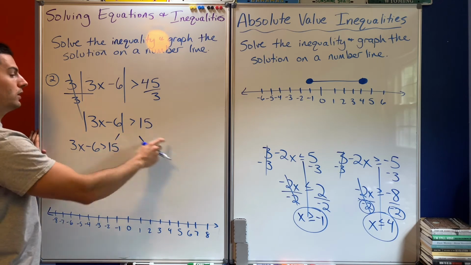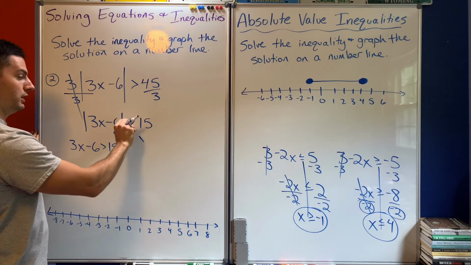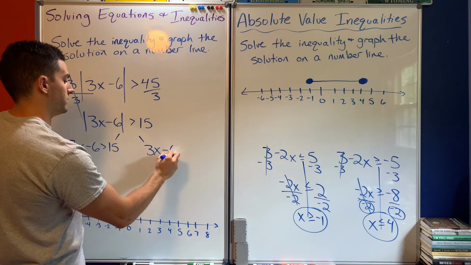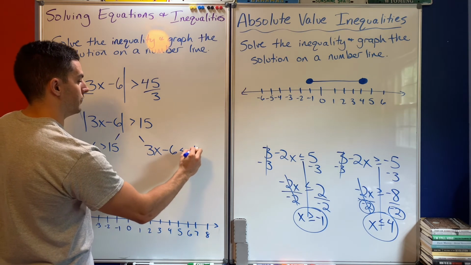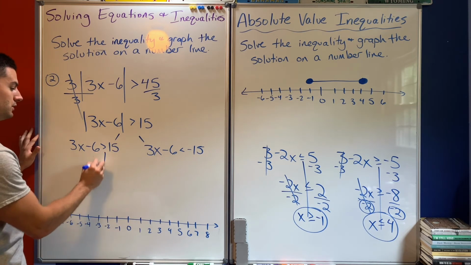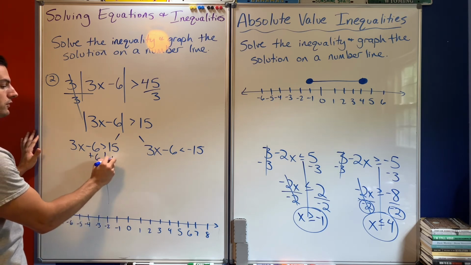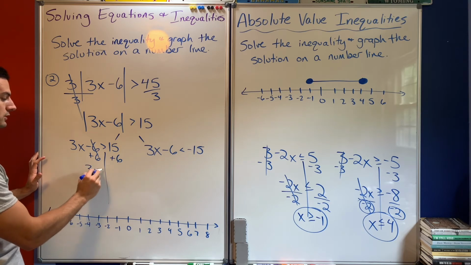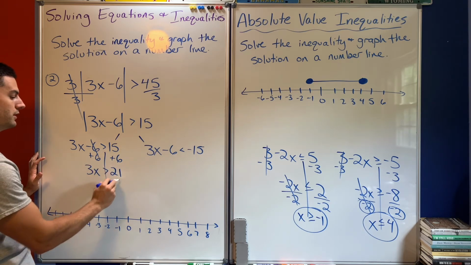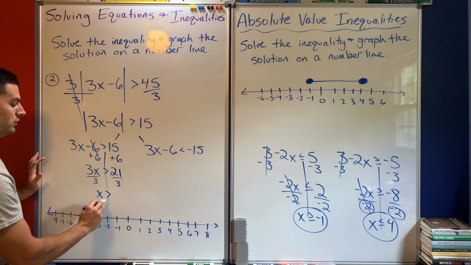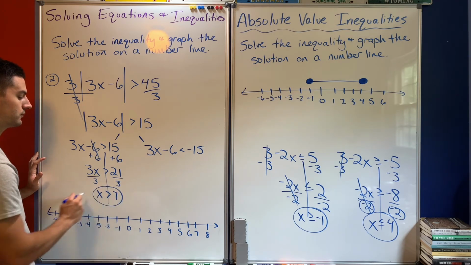And then the second inequality, again, double flip. Flip the inequality sign, flip the answer. So 3x minus 6 is less than negative 15. Double flip for that second one. Now I solve these. Hopefully the solving part isn't too bad for you. You add 6 to both sides, and you get 3x is greater than 21. You divide by 3, so x is greater than 7.